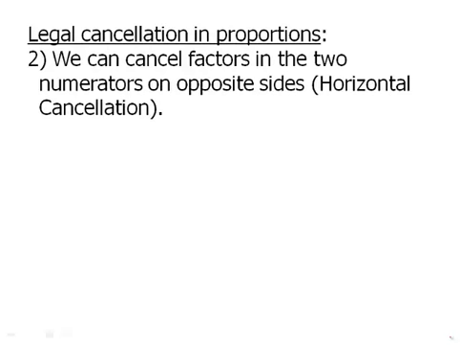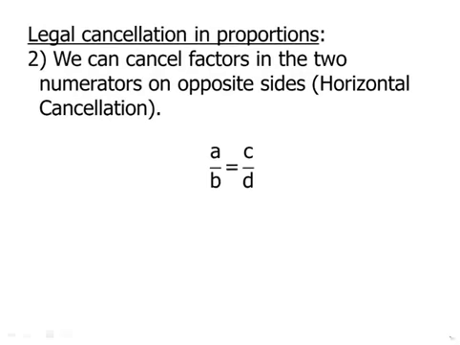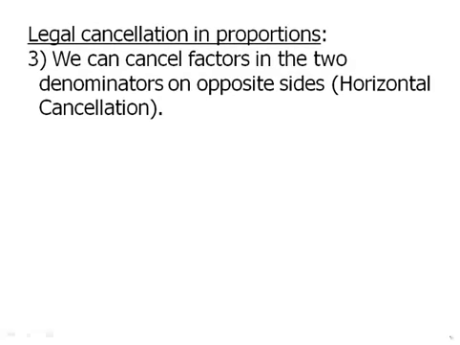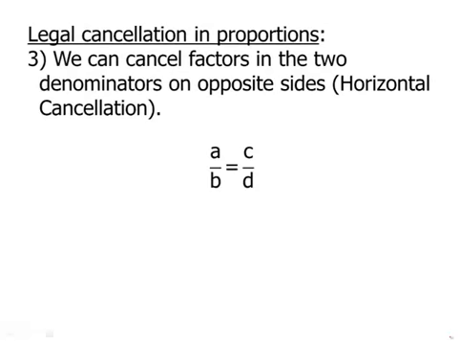We can cancel factors in the two numerators on the opposite sides. So for example, if a and c have a common factor, we can cancel across that way. Essentially what we're doing is dividing both sides of the equation by the same number. That's always perfectly legal. Another type of horizontal cancellation, we can cancel factors on the two denominators on opposite sides. So if b and d have a common factor, we can cancel there. So there's vertical cancellation on each side, and then two types of horizontal cancellation, and all of these are legal.